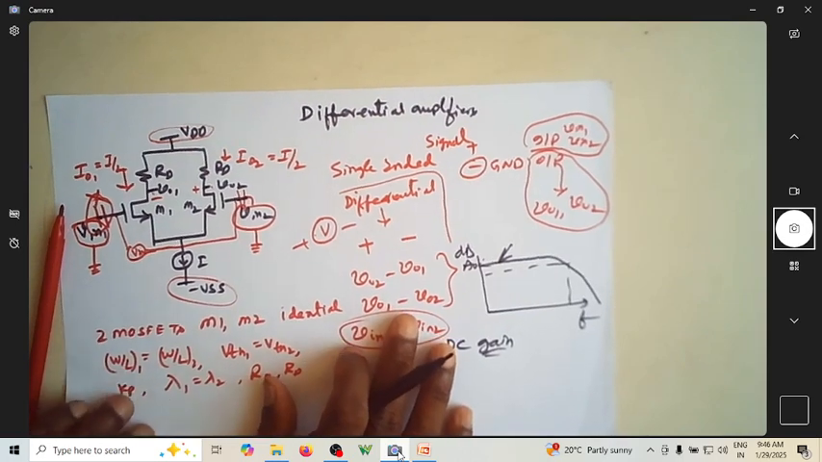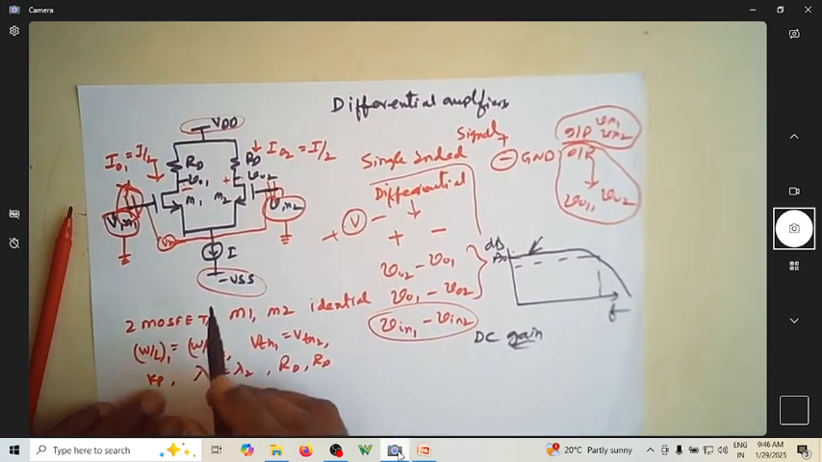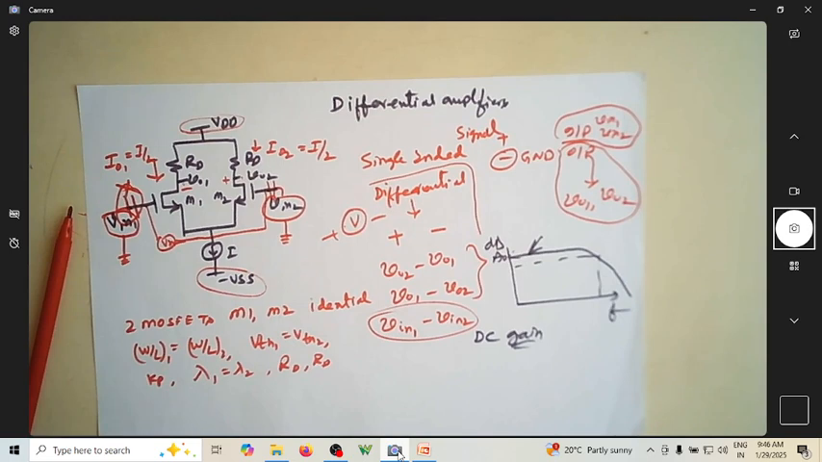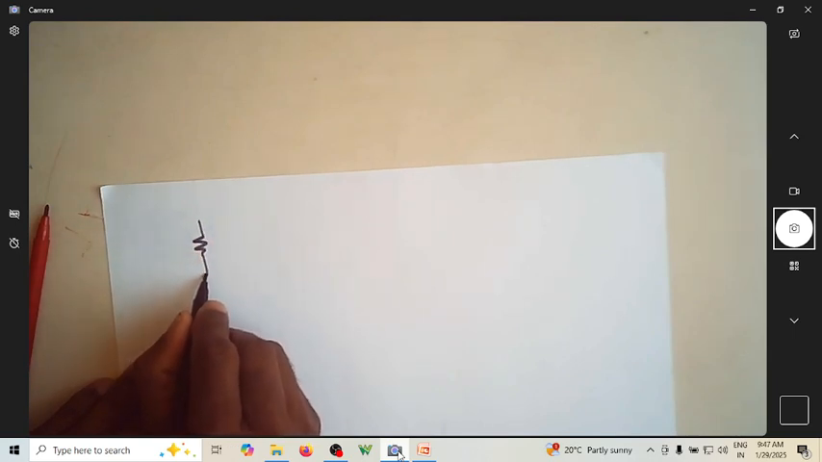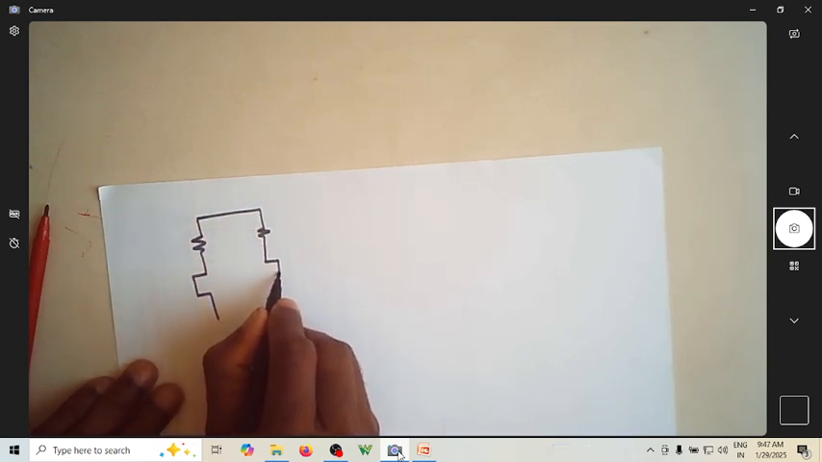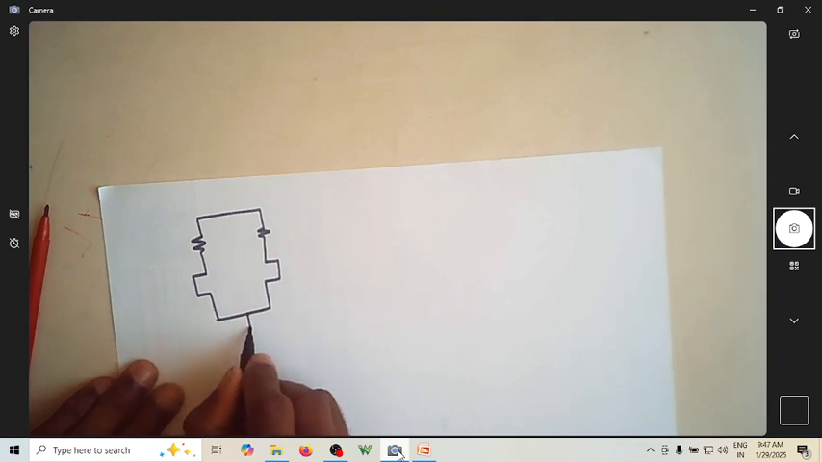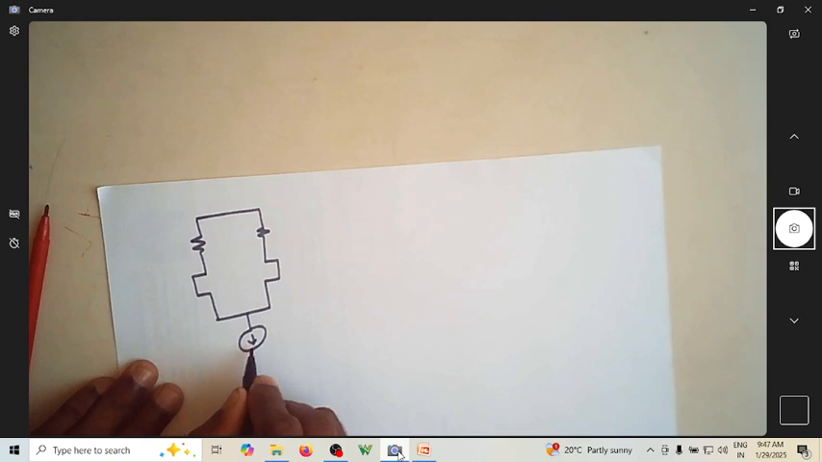Okay, with this we move on to identify how this amplifier behaves for a differential input, and how it behaves for a common input, all this stuff. So let me rewrite that differential amplifier. So this is the differential amplifier you have. And here this is my current source.